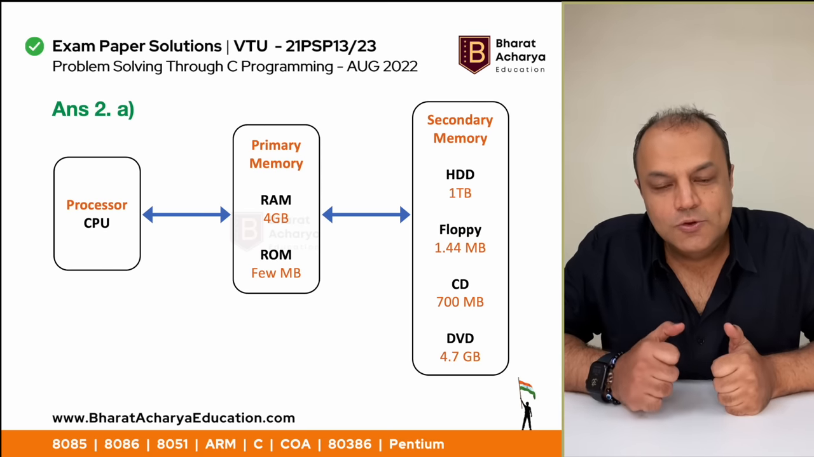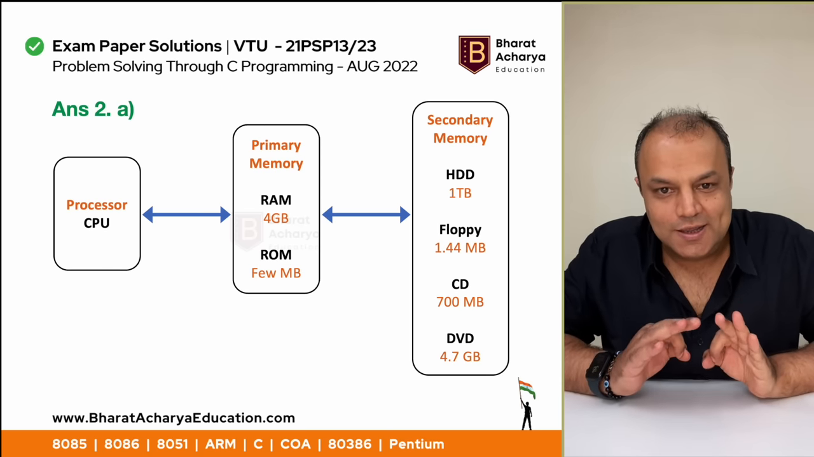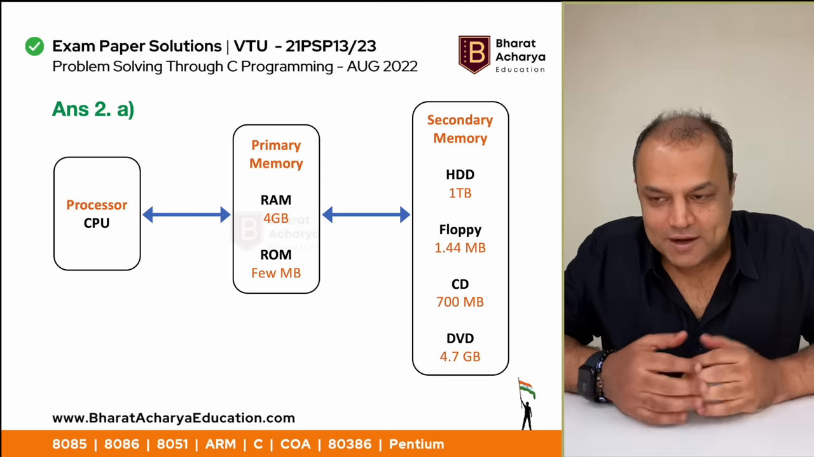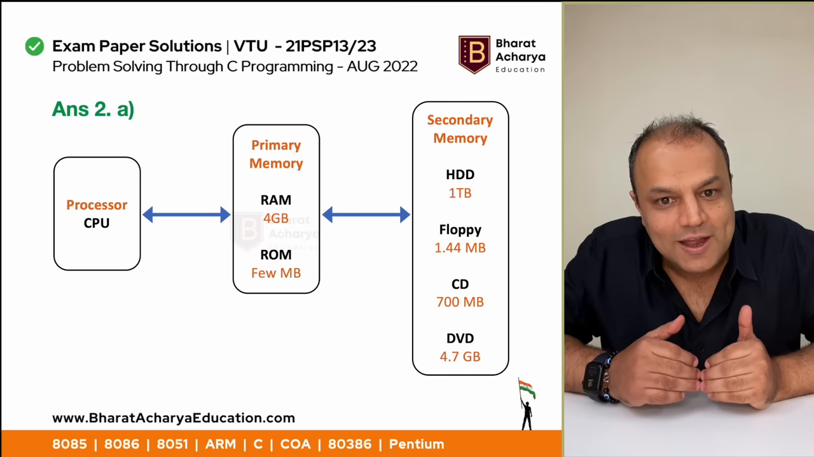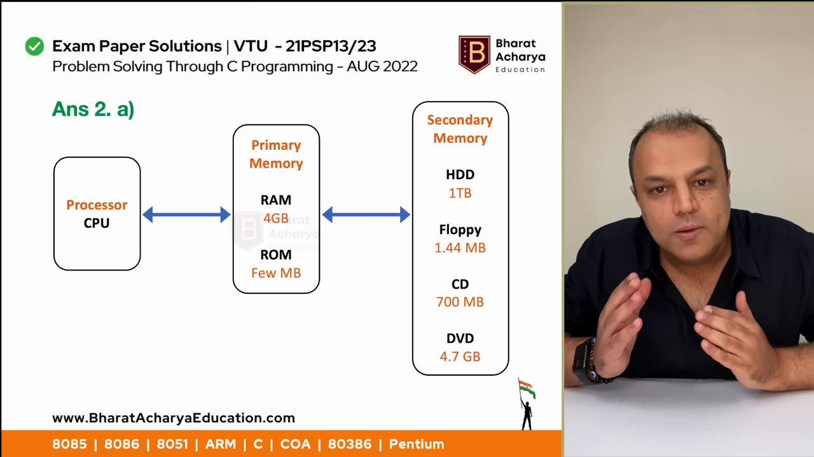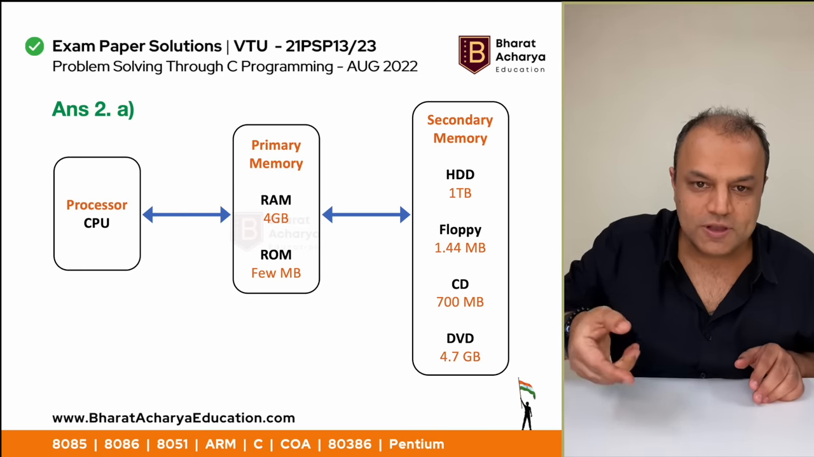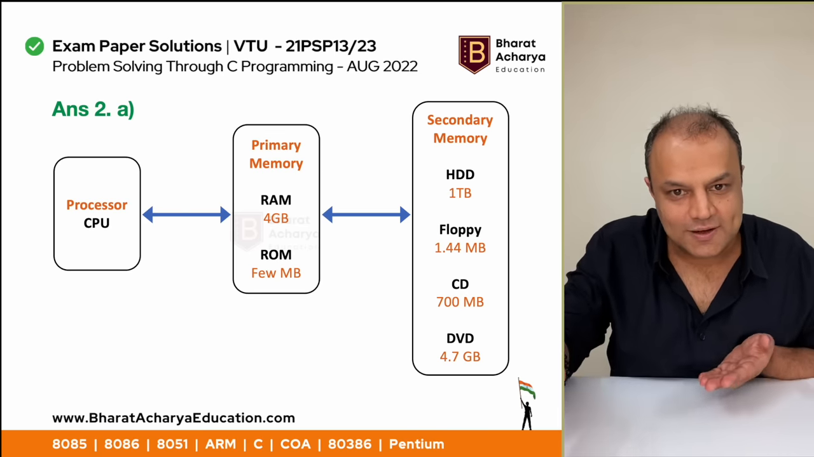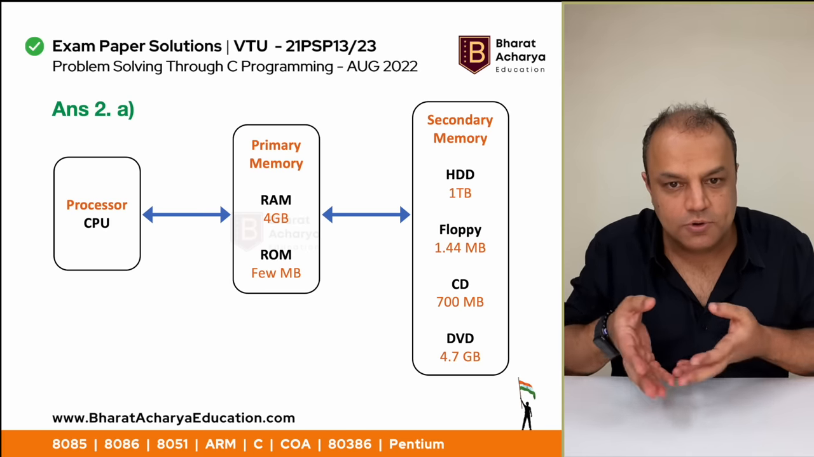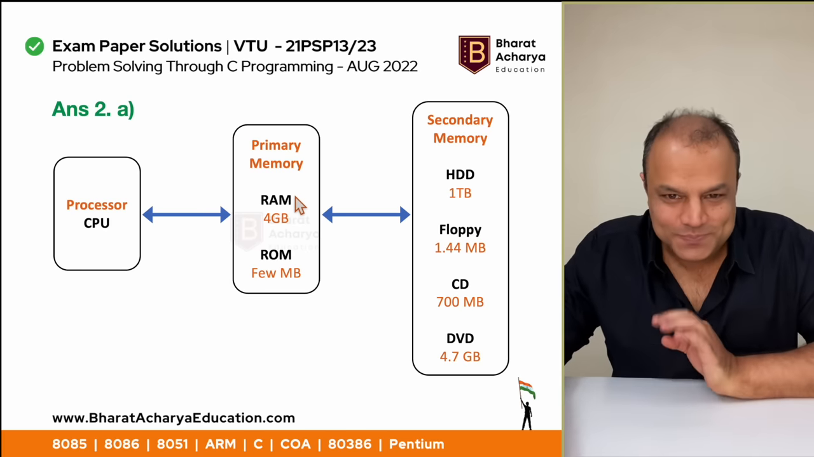What is the solution to it? A, use the computer diligently. Don't open 20 windows at a time. Be smart. B, if you still want to do that, you want to behave like a brat, buy more RAM. Anybody with this much knowledge of computers will tell you, more the RAM, faster the computer. You got the answer now. Why? Because everything comes into the RAM to do operations. So, I think you got the picture.